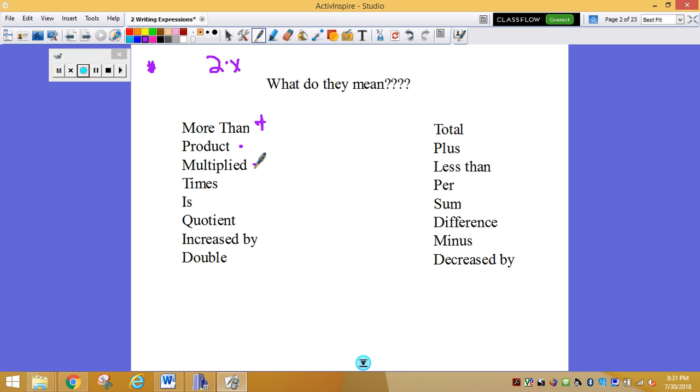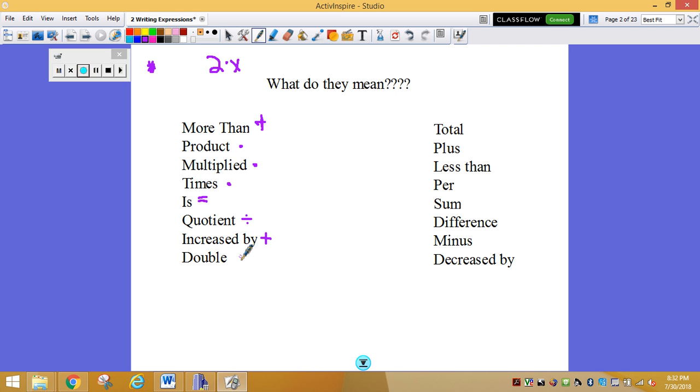Multiplied, clearly, I hope you all got this one right. It means to multiply. Times, if you're timesing something, 2 times x, that also means multiply. Is is kind of tricky. Is means equals. So if I say 2 times x is 14, that means you would put 2 times x equals 14. Quotient means to divide. We're going to use that one a lot. Increase. If you increase something, that means you go up, which means we add. So increase was under add.